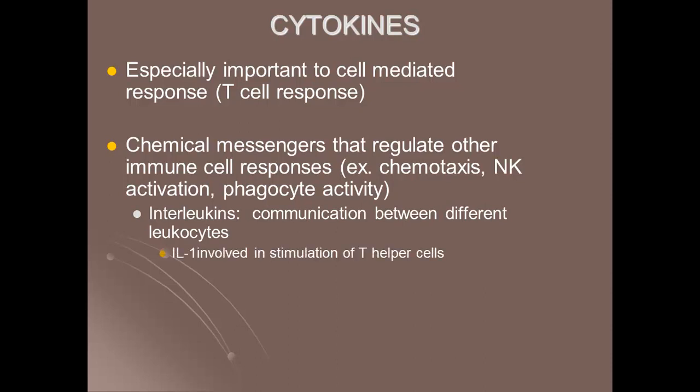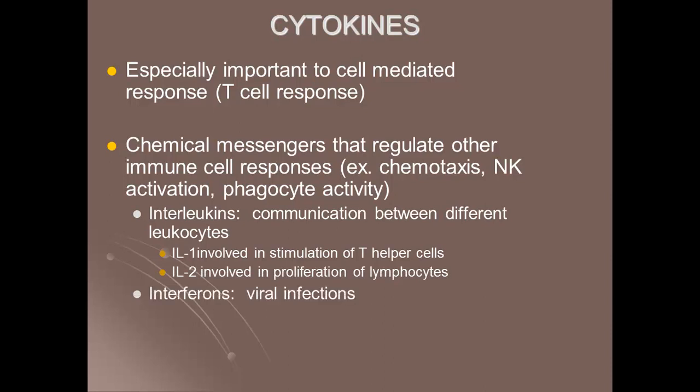So interleukin 1 stimulates the T helper cells in presence of antigens. Interleukin 2 activates the T and B cells. We've seen interferons involved in viral infections back in Chapter 9. Chemokines induce the migration of leukocytes.